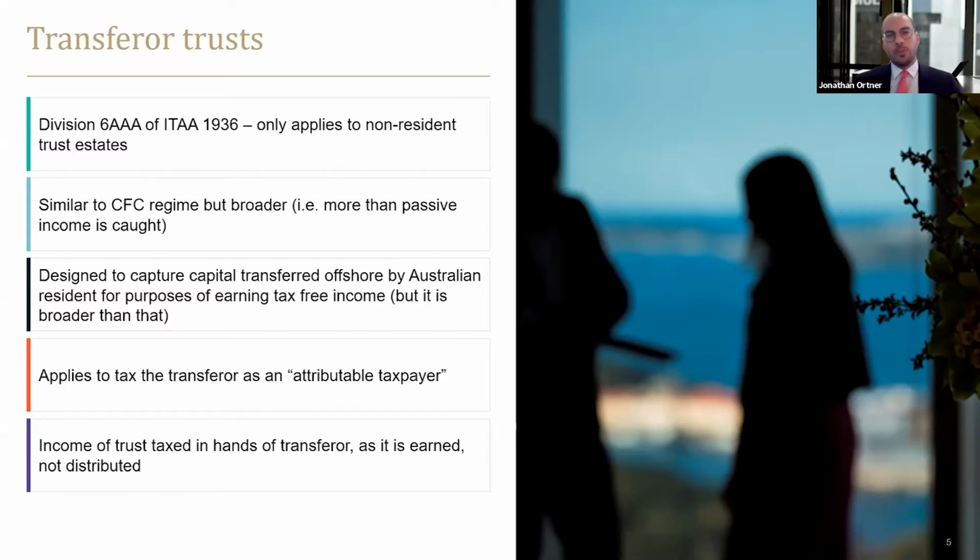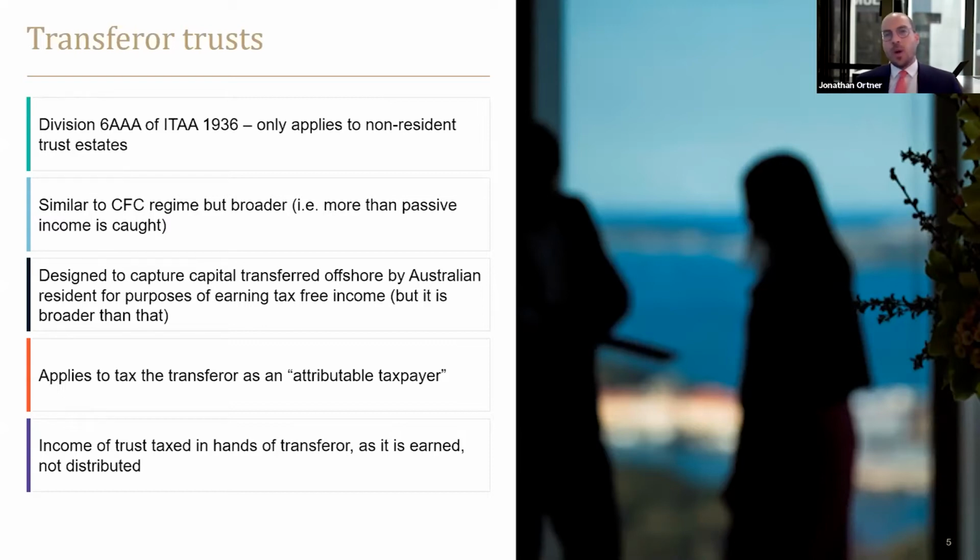But an often overlooked provision is our transfer of trust rules. And we frequently need to remind advisors that their client may still be subject to tax even where they haven't received a distribution from a foreign trust. And it could crystallise an unfunded tax liability given no cash will be received by the transferor.